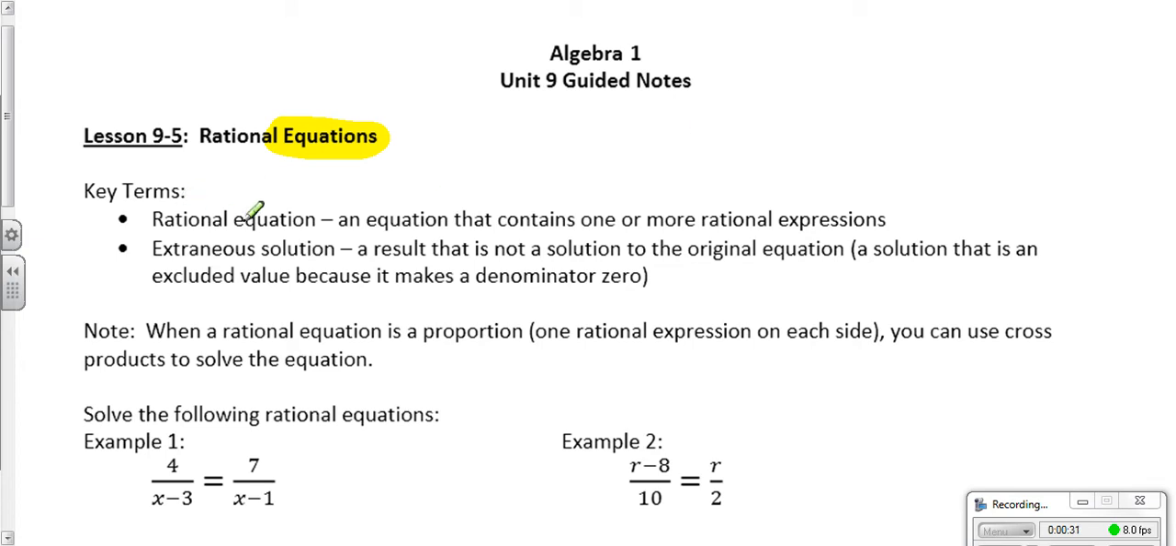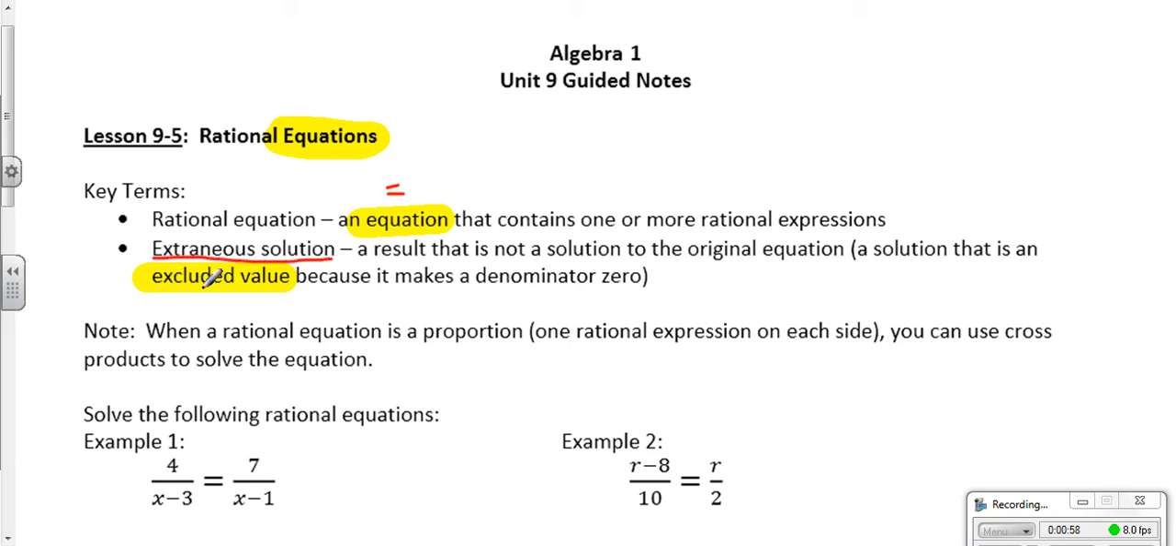So a rational equation is an equation that contains one or more rational expressions, point being equation, and with that we would basically mean it has an equal sign. And when we have that, we can actually solve. Now what happens with an equation is that when we solve it, what we called excluded values before now takes on a new term, a new phrasing, and that's extraneous solution.